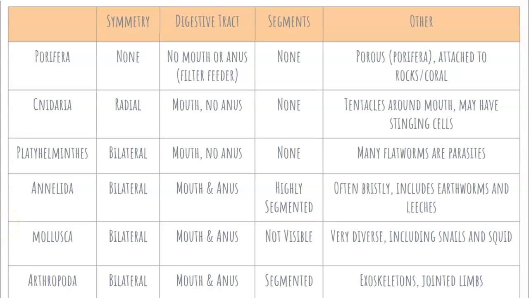So the first column is like the invertebrate categories themselves. Symmetry is kind of what you think symmetry is. So there's either no symmetry, there's radial, or there's bilateral. And if you have radial symmetry, it means that you have identical body halves around a central axis.